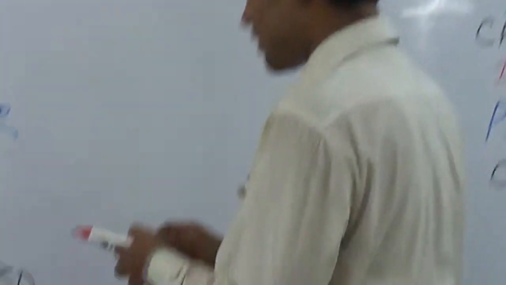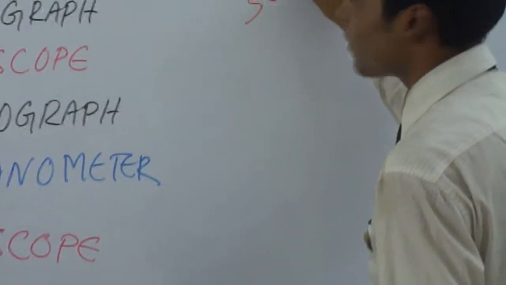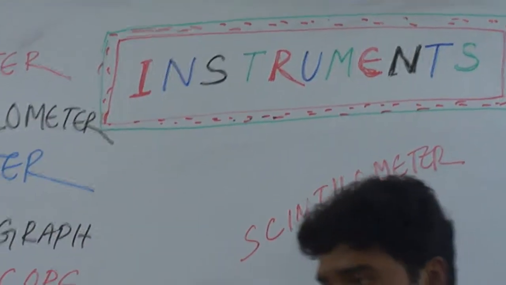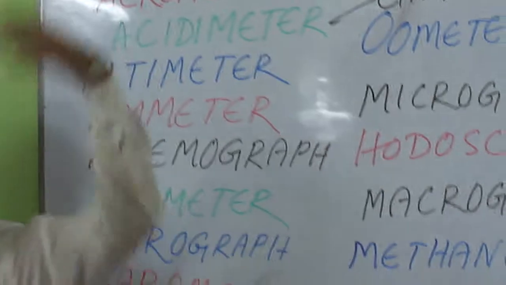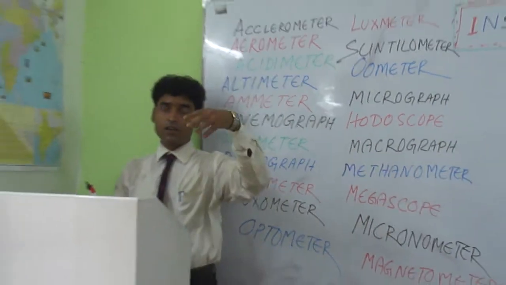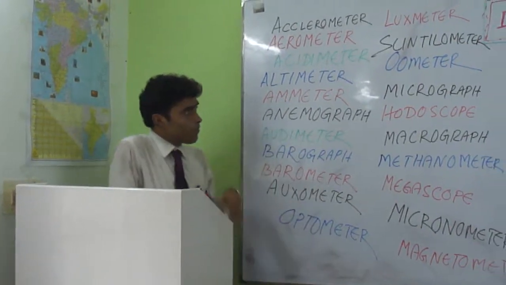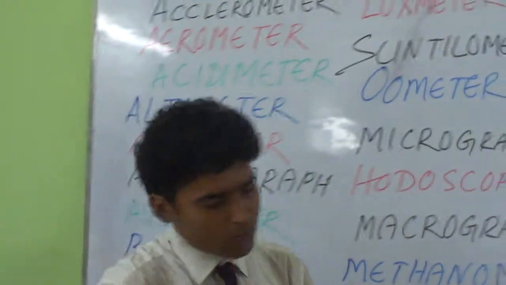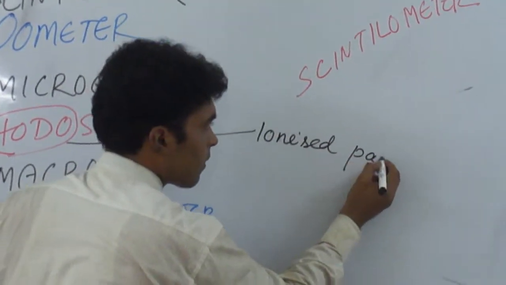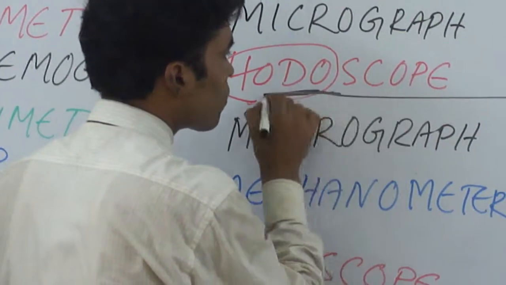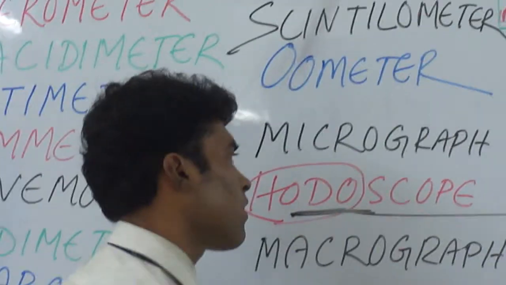Another thing we have to understand is scintillometer. Scintillometer means those scientific instruments used for measuring distance in space, like 1600, 1400 kilometers above, that is known as space. Now we will discuss photoscope. What is photoscope? Photo means ionized particle. Just remember, photo means ionized particle. So one instrument used for calculating the amount of ionized particles is known as your photoscope, right?